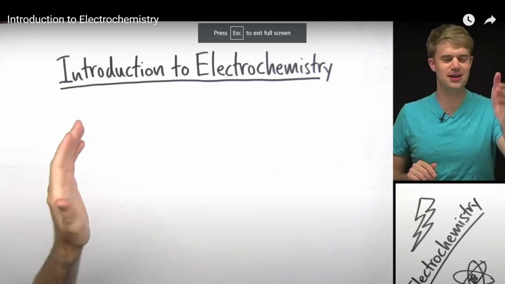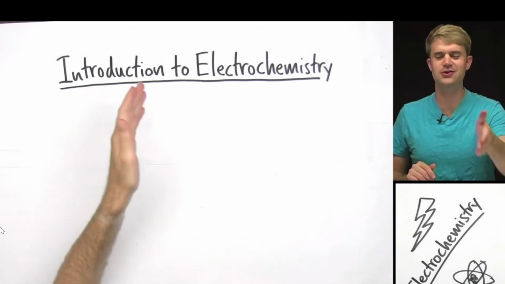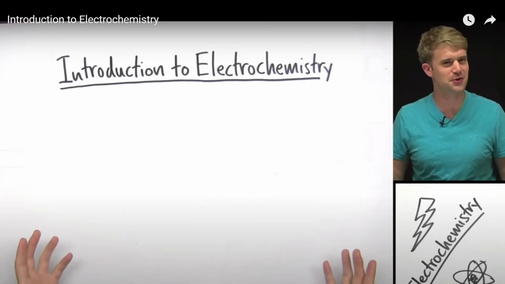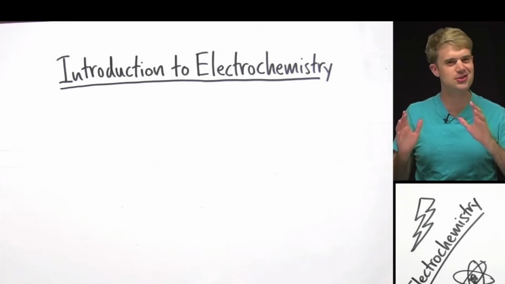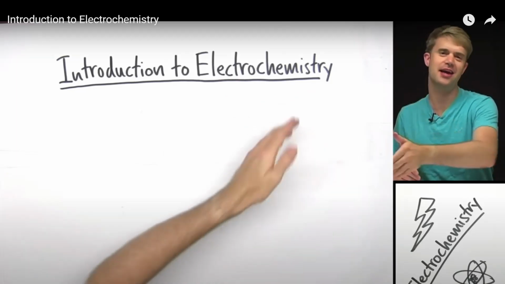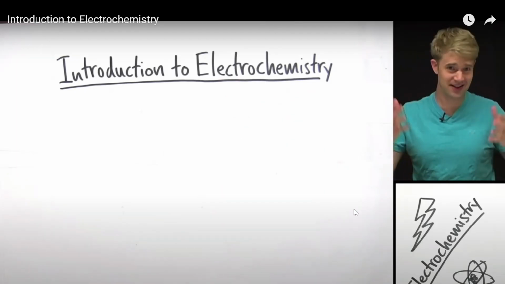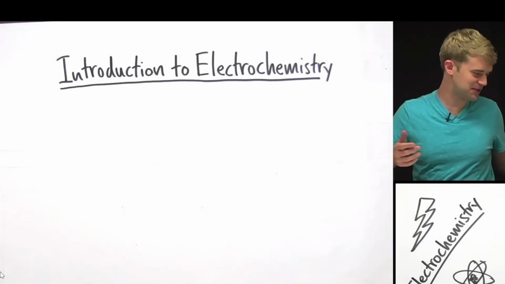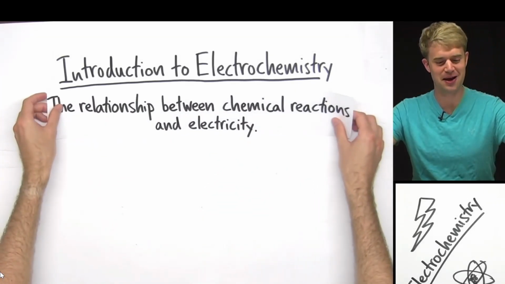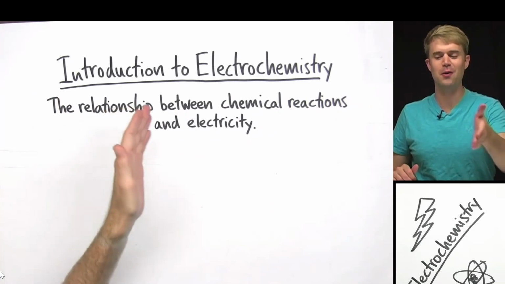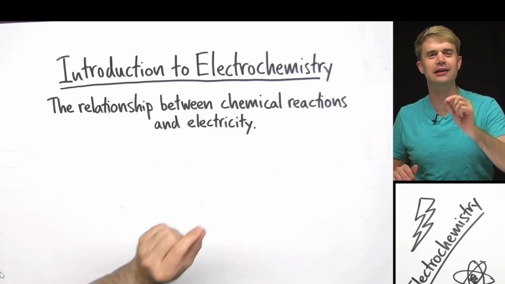Okay. So we are on page 61. 6-1, Introduction to Electrochemistry. So what's electrochemistry? Well, you might have guessed it has something to do with electricity and chemistry. Can you guys hear okay? Okay. Exactly right. Specifically, electrochemistry is about the relationship between chemical reactions and electricity.